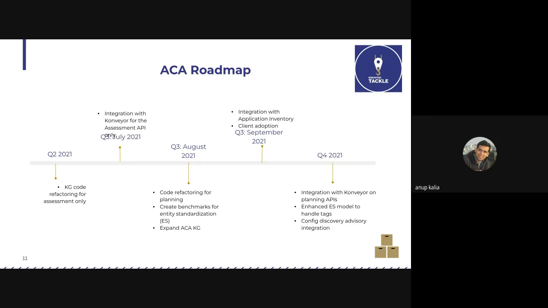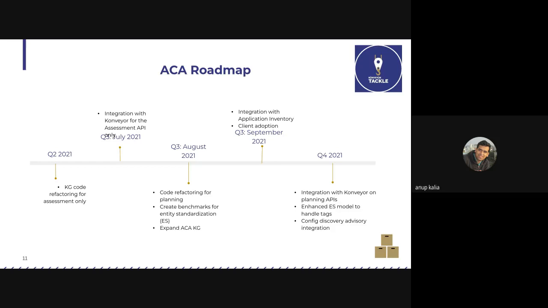And then, early in Q3, we are doing a lot of code refactoring for open sourcing the ACA. And then by July, we aim to integrate with Konveyor. So we are trying to go through all the prerequisites to be able to do so with respect to how we actually open source a tool.